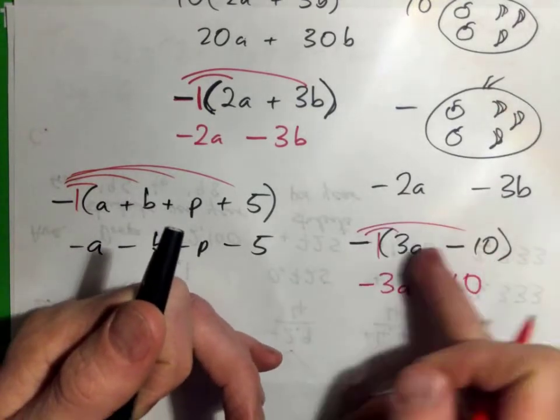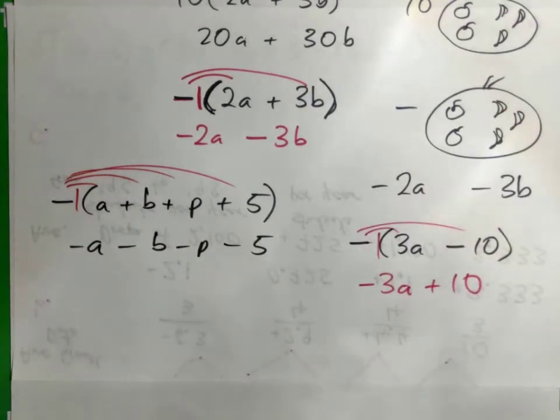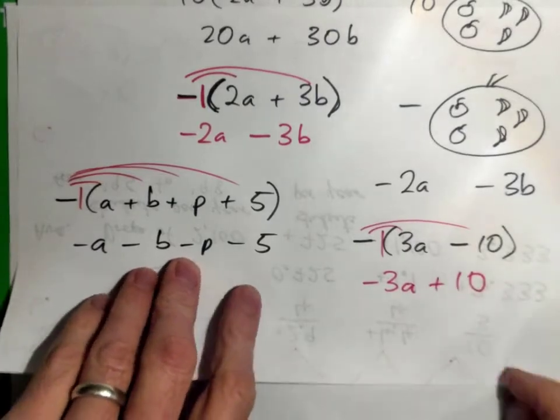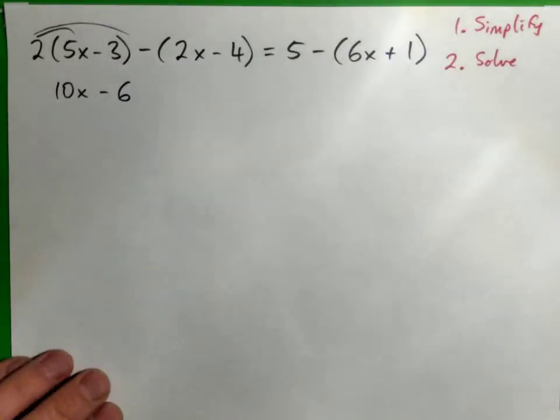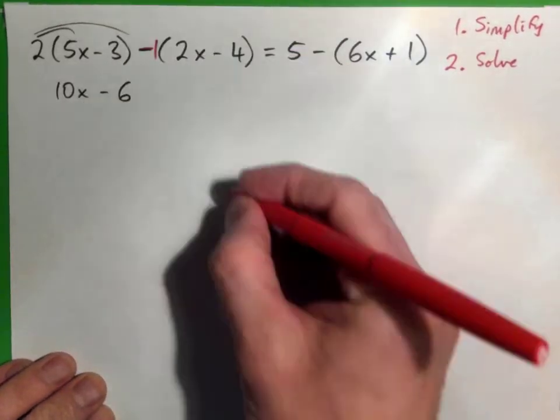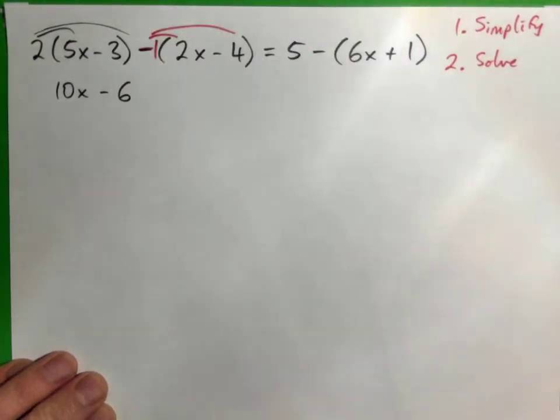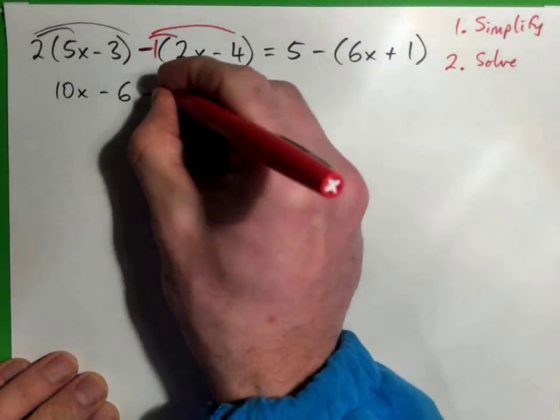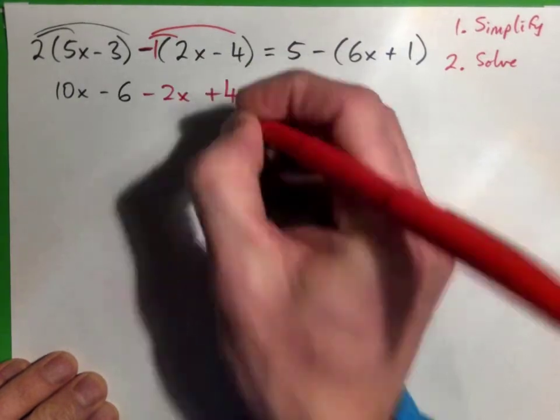So yeah, it's a negative, negative, positive, right? So that's the problem. That's where everybody's going to make a mistake on this. Negative 1, multiply that in. And we get negative 2x plus 4.